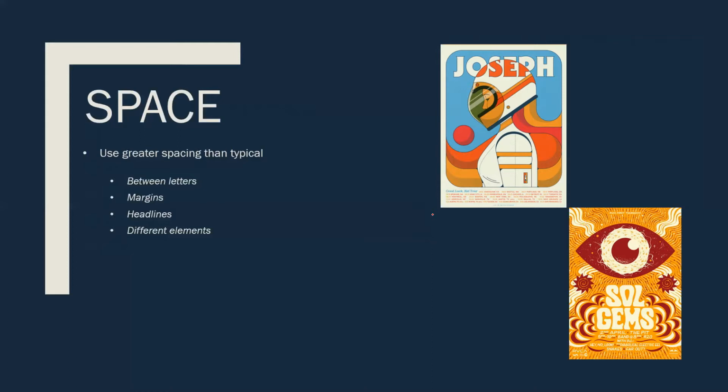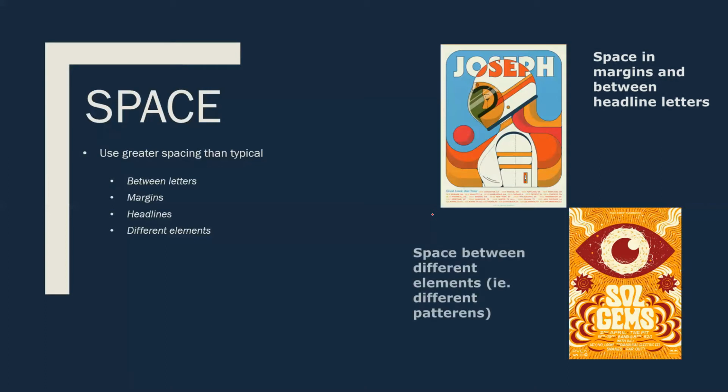I chose these two figures here because even though they approach space differently, they both find ways to increase space and bring the eye to essential information. Notice the space used in the margins of the top poster, or the space between the headline letters and the contrasting background on the bottom poster.